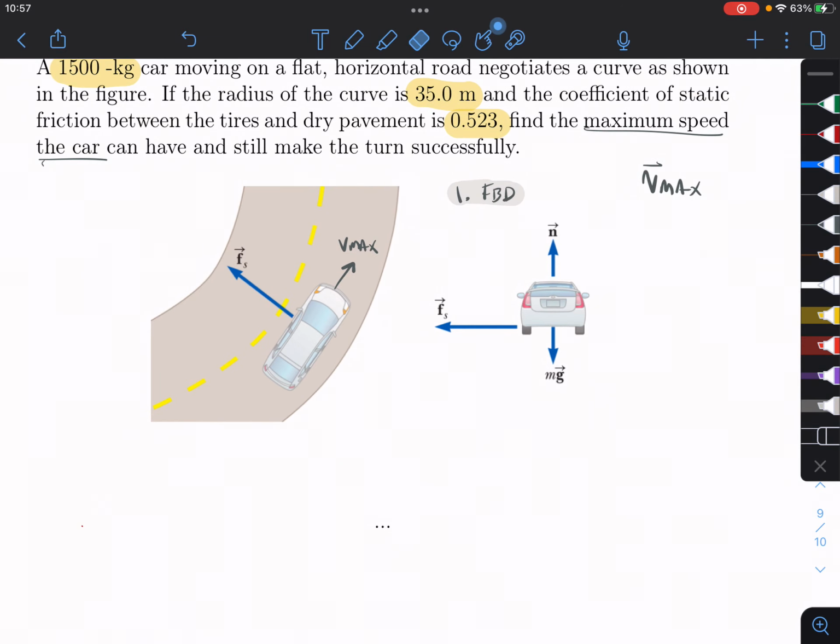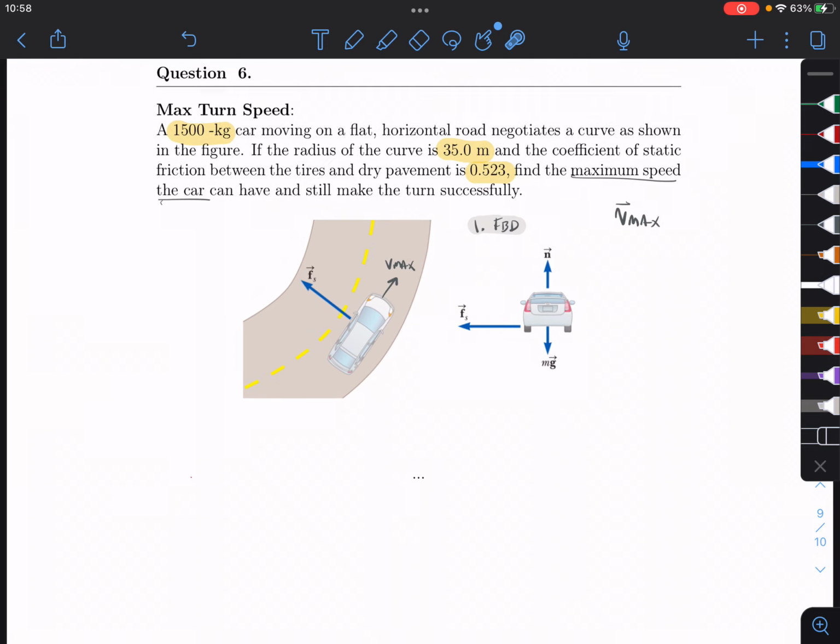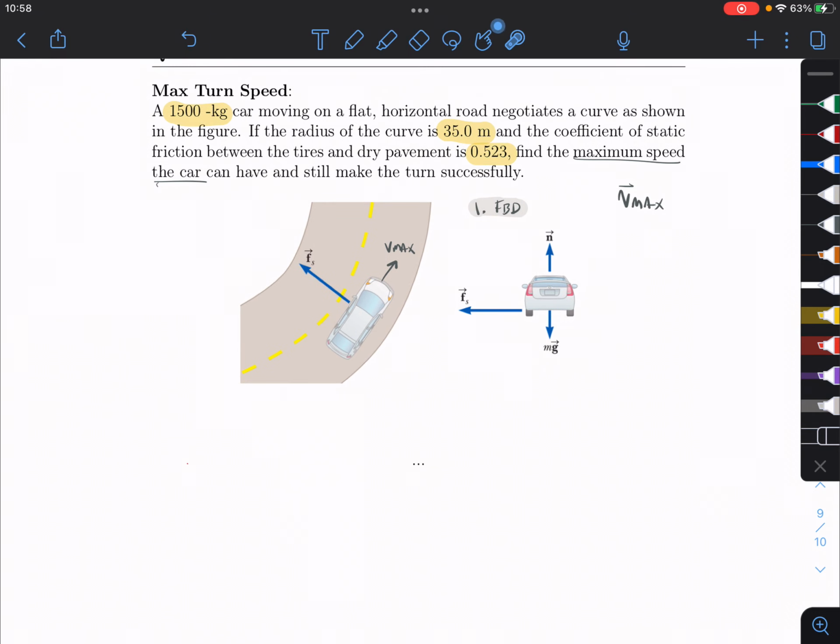Okay, so we're trying to find Vmax. Step one is we do our free body diagram. This problem was nice enough to draw it for us. A note on static friction: static friction is going to be pointing in because we want to prevent the car from skidding out. This is just the back view and this is the top view here. Okay, so here's our free body diagram.